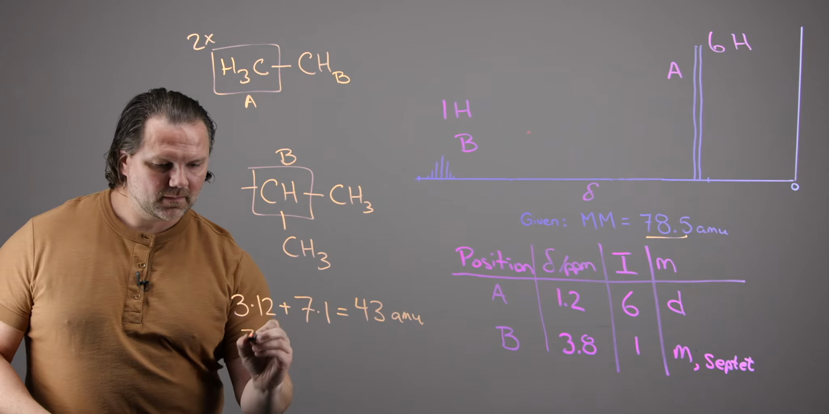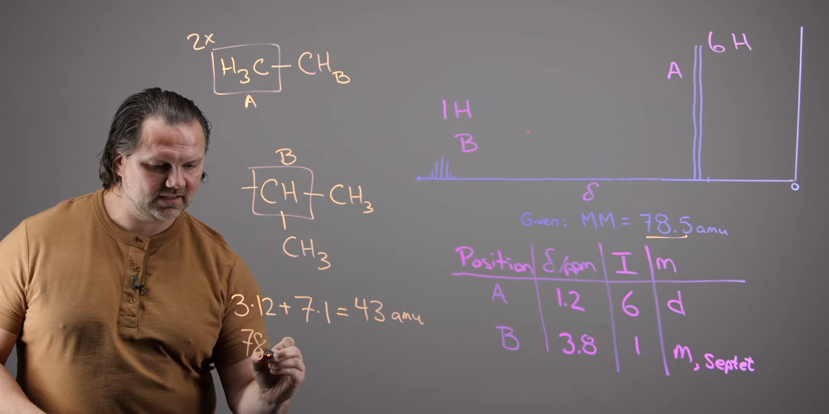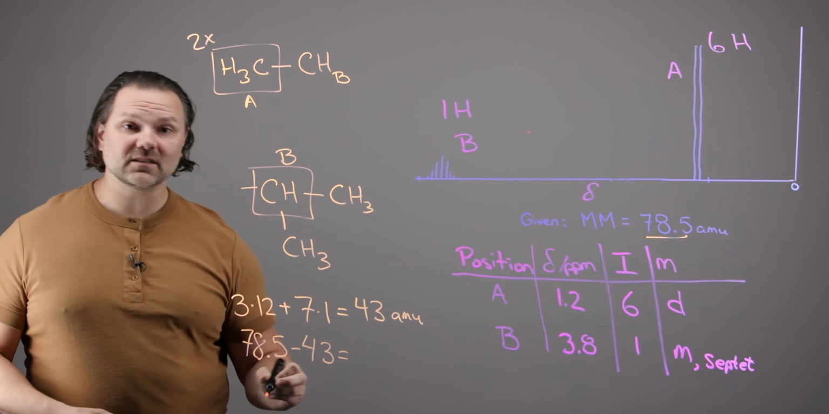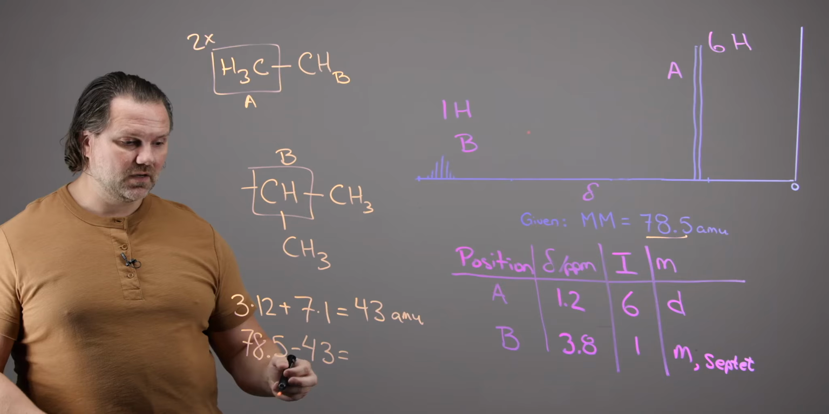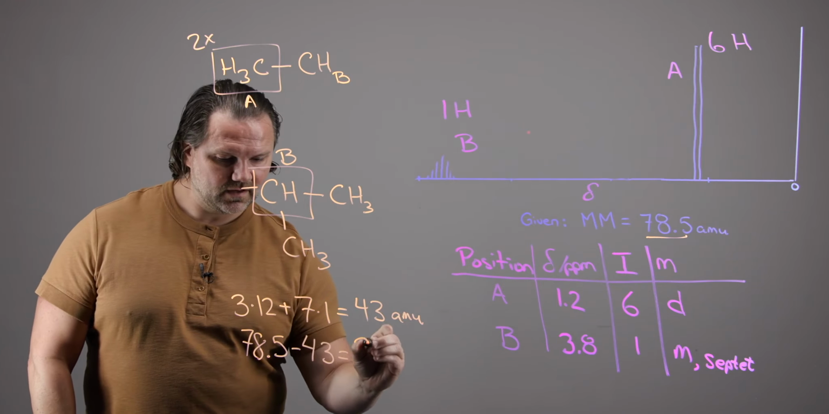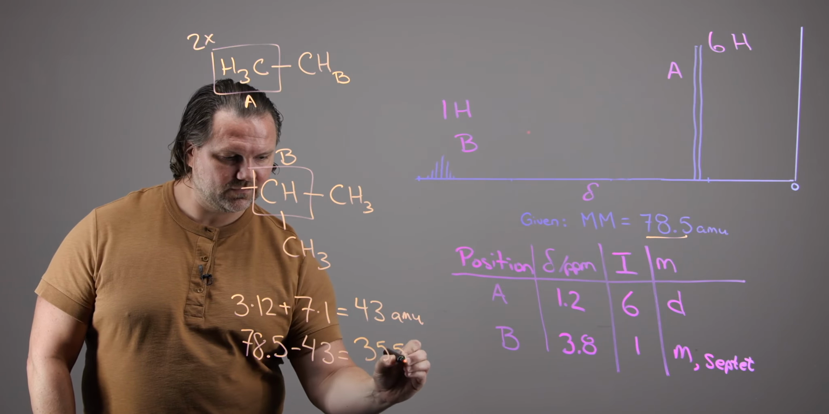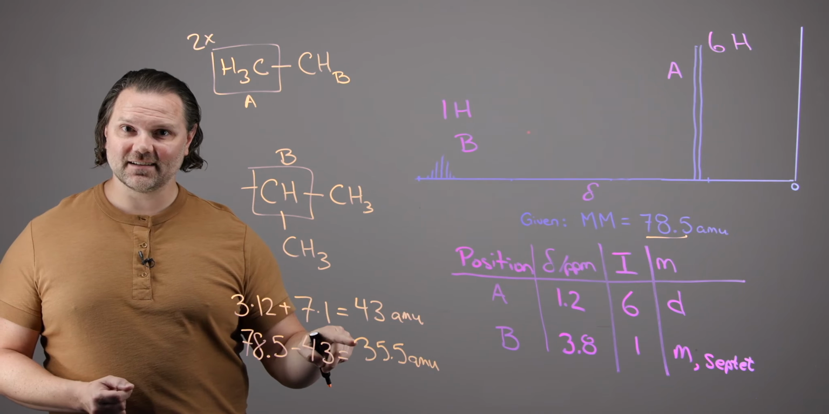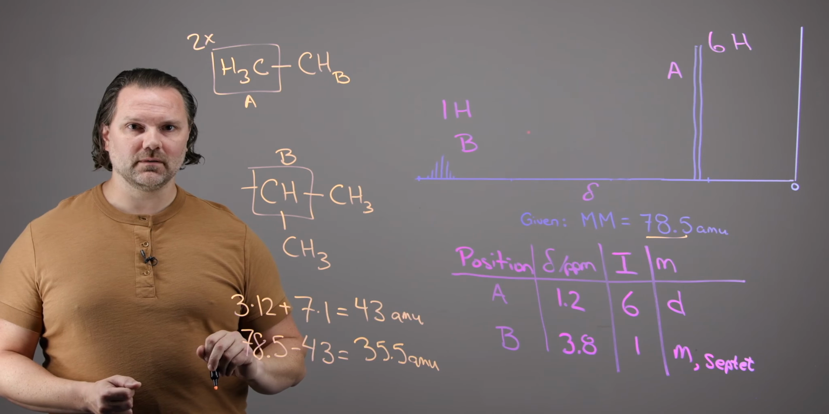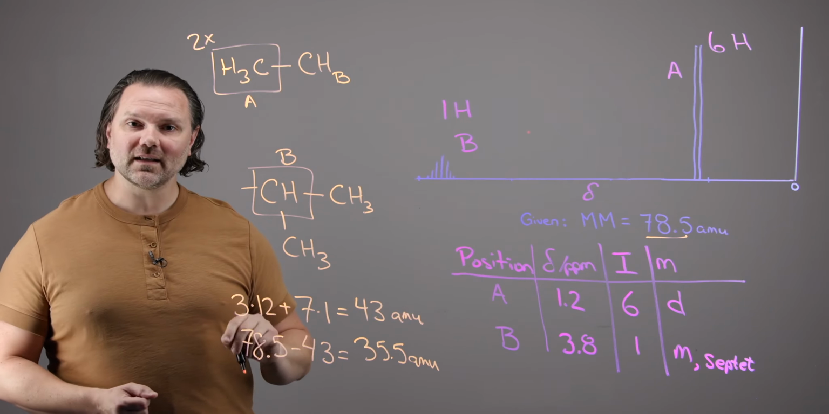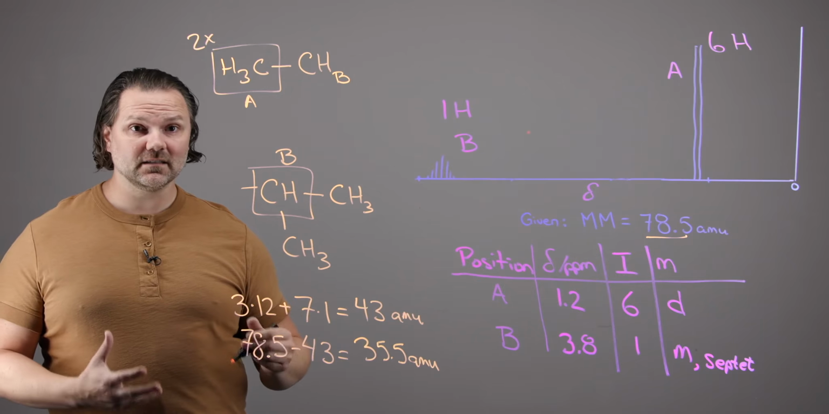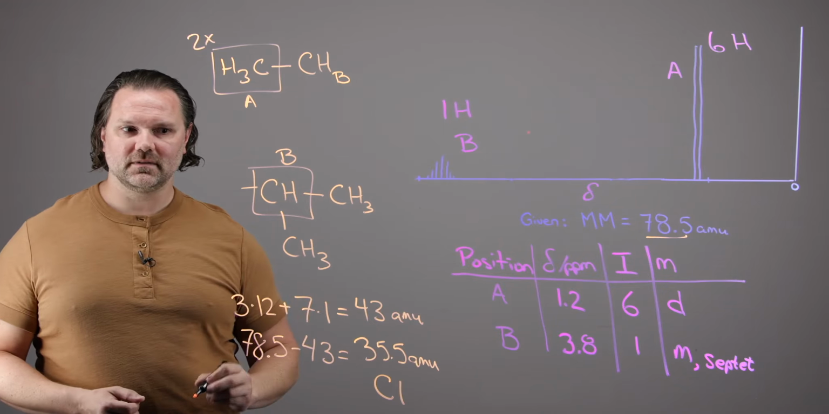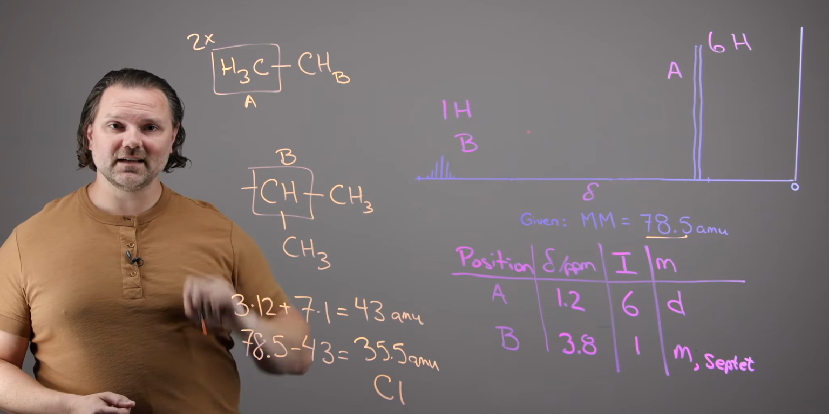If we take our total mass of 78.5 and we subtract the mass that we've now assigned within the spectrum, we are left with a mass of 35.5 atomic mass units. And that, if you check your periodic table, matches the mass of what element? A single atom of chlorine. That might be what's on the end here.